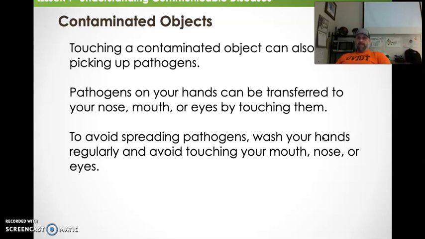Contaminated objects, same thing. You touch a doorknob somebody touched, okay, and then you touch an area of your face or mucous membrane. Touching contaminated objects can also be picking up pathogens on your hands. It can be transferred into your nose, mouth, and eyes. To avoid spreading pathogens, wash your hands regularly, and it's been talked about quite often, but with antibacterial soap. Avoid touching your nose, mouth, and face as much as you possibly can, especially when you're not around an area where you can wash your hands.